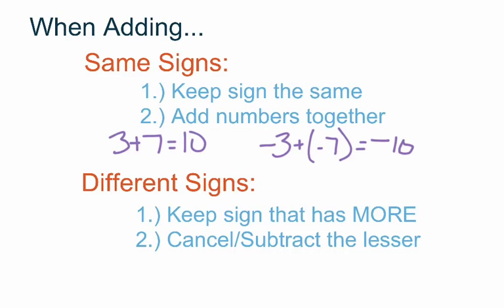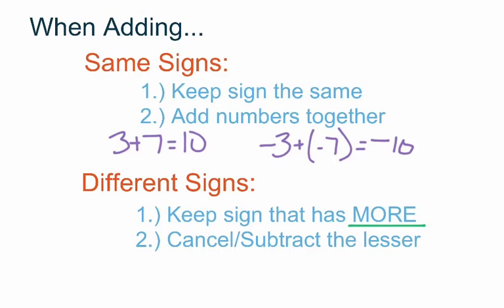Now, the other scenario is when the signs are different. So when you are adding a positive number and a negative number, or if we flip it around, a negative number and a positive number, you're going to keep the sign that has more. And I say more because when you look at the numbers, are there more negatives or are there more positives? Once you keep the sign of whatever is more, you're going to cancel those neutral pairs, or subtract is how some of us like to think of it, the lesser sign.